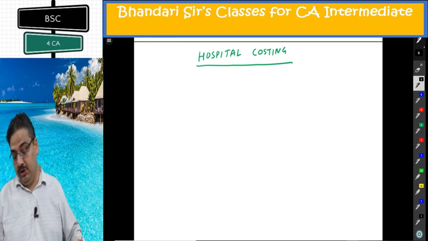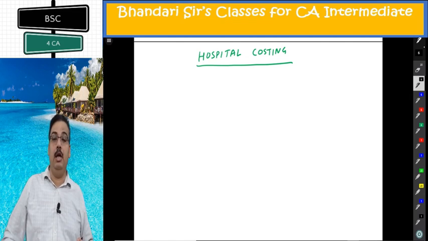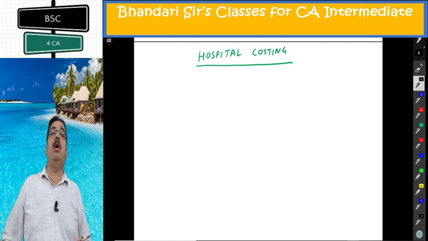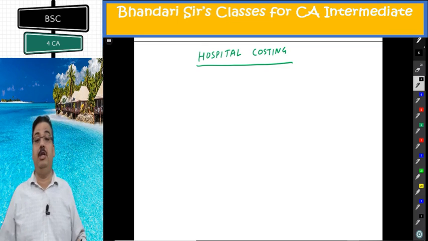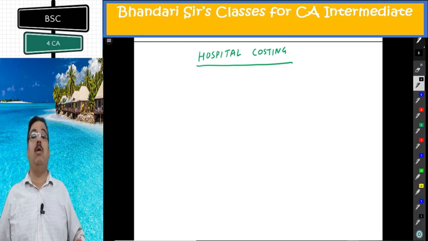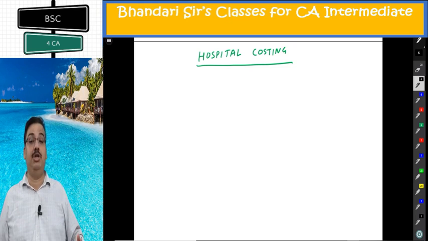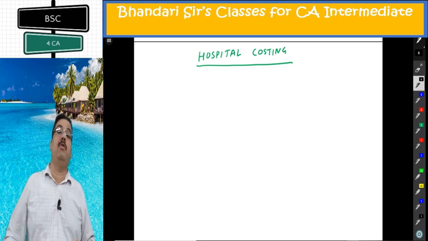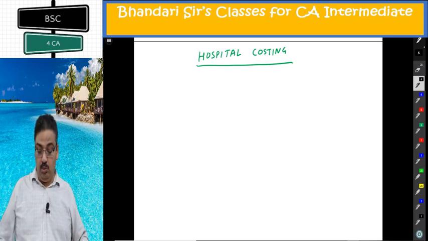In one illustration, which is illustration number 8 of the CA module, we are required to compute even break-even point. Because break-even point is wanted, I will need to classify all the costs as fixed cost and variable cost. Because sale minus variable cost will give me contribution, based on which I can get contribution per bed day, which will help me get break-even point. Break-even point is fixed cost divided by contribution per patient day. I'll get the break-even point in terms of number of patient days.